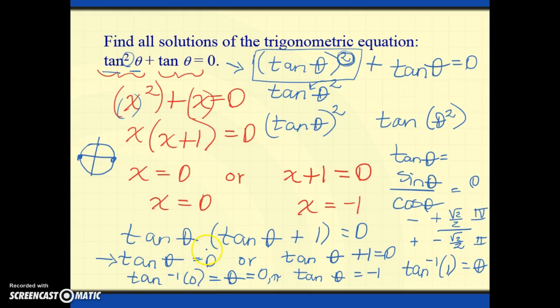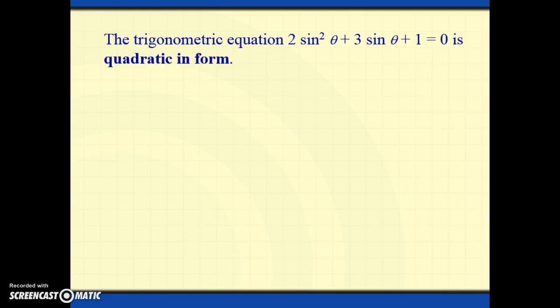So I'm looking for a pi over 4 iteration in quadrant 2. So I know that's 3 pi over 4. Here theta would equal 3 pi over 4. And quadrant 4, it would be 7 pi over 4. So there are four possible angle measures that would make this a true statement, that are solutions for that trig equation. Okay, let's work another example. I'll try not to fill the whole screen up so you can follow what I'm doing.